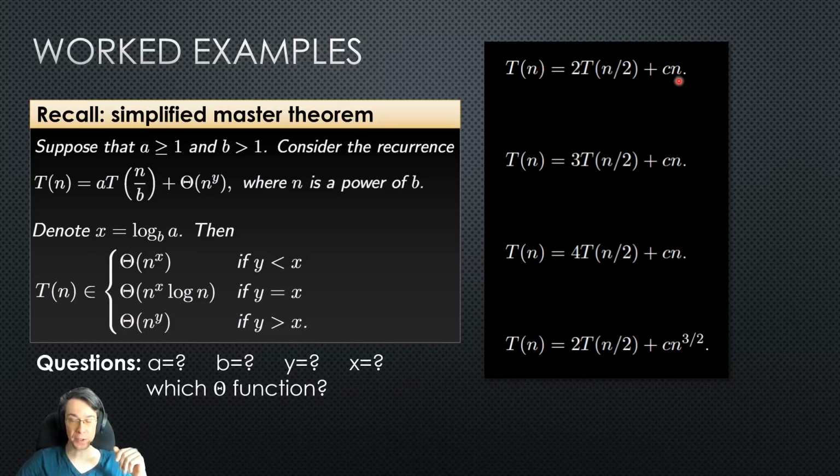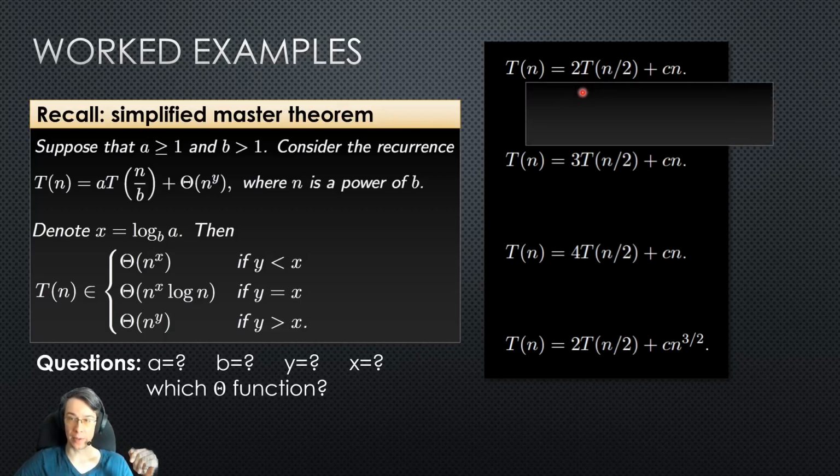So for this first expression, a is 2, b is 2. This is supposed to be a theta n to the y expression. Well, it's n to the 1, so our y is 1. And our x is log base b of a. And b and a are both 2, so log base b of a is log base 2 of 2, which is just 1. Okay, so let's write all those numbers down. So a is 2, b is 2, y is 1, x is 1.